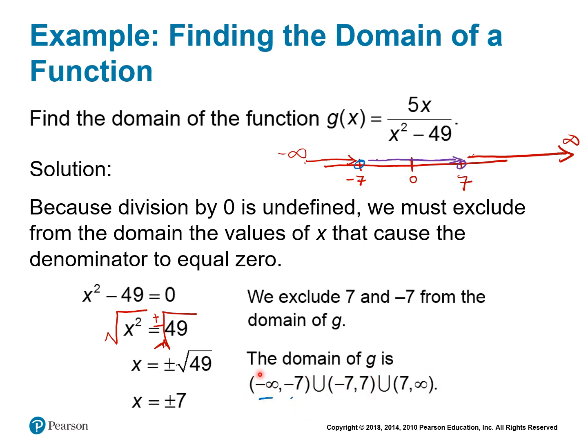We always put a round bracket next to negative infinity, because negative infinity is not a number, so to speak, and same with positive infinity. It just says that you can go as far as you can with the numbers.